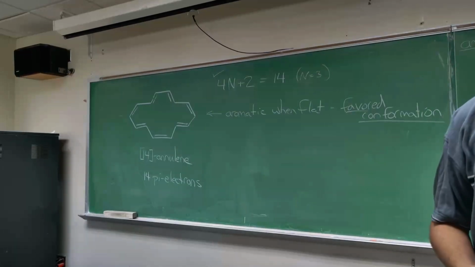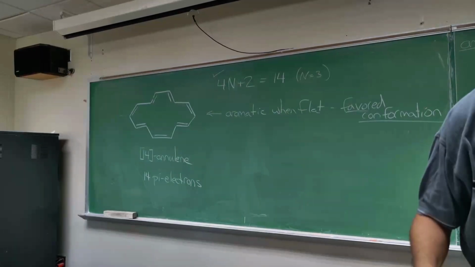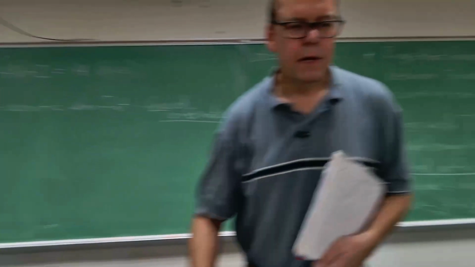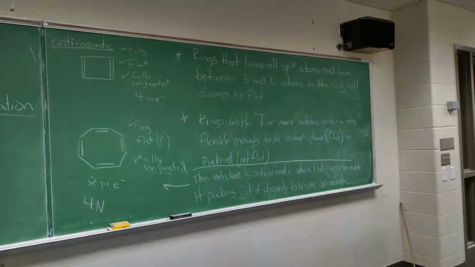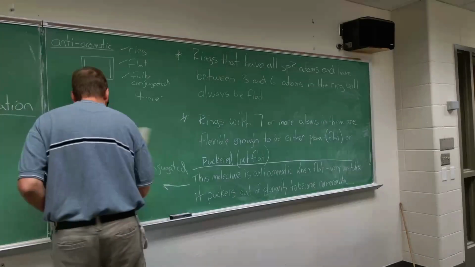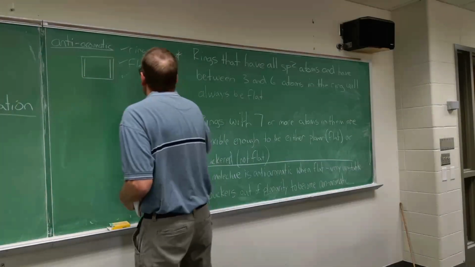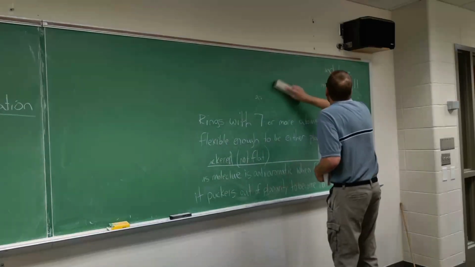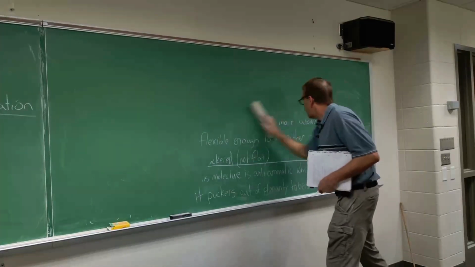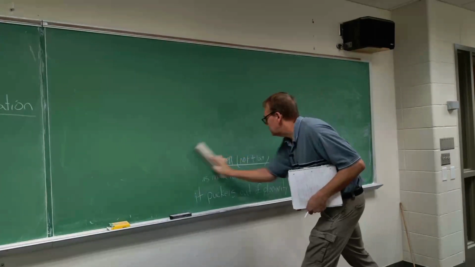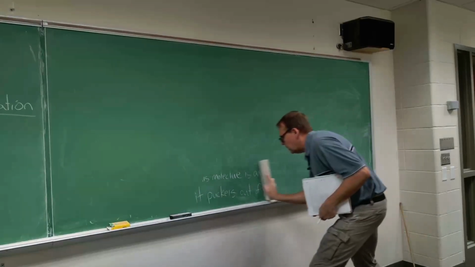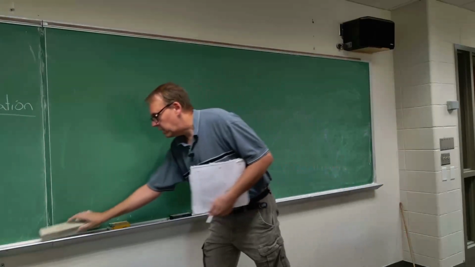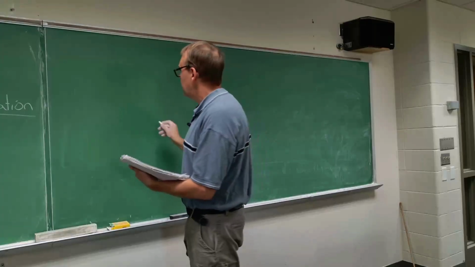All right, let's look at another one. And you'll start to see how the game works, basically. It's mostly about counting pi electrons. You've got to make sure that it fits all the other rules too. But once it does, you just count the pi electrons, figure out, does it fit the 4n plus 2 rule? Does it fit the 4n rule? And that'll determine whether it wants to be flat or puckered. So here's another example.